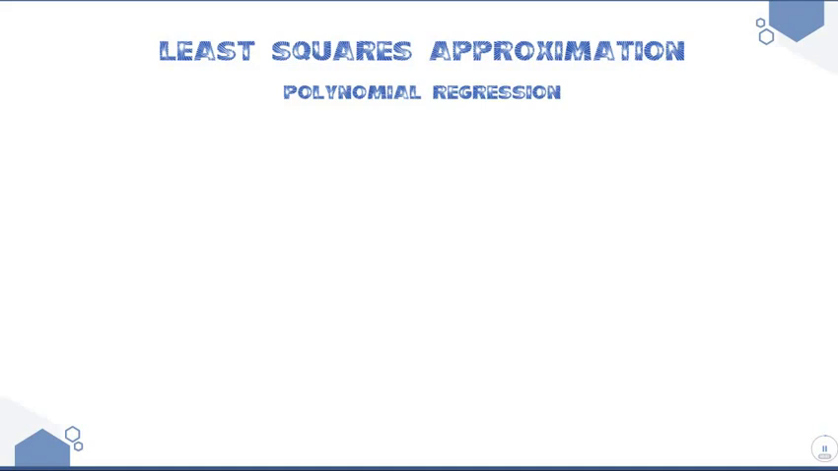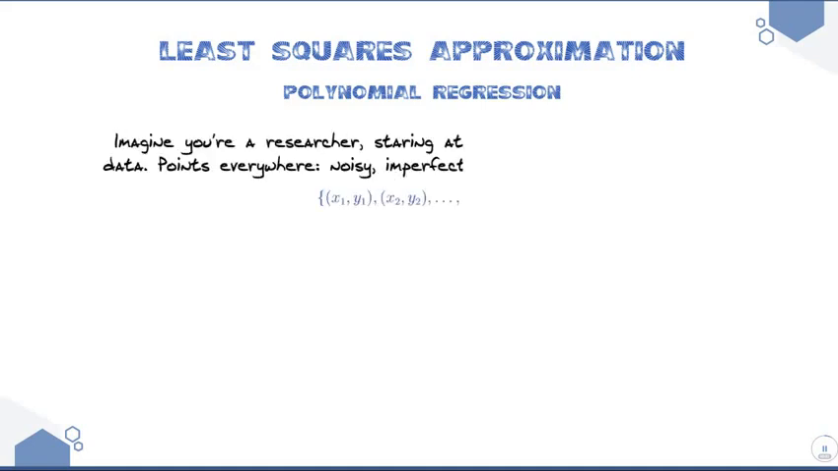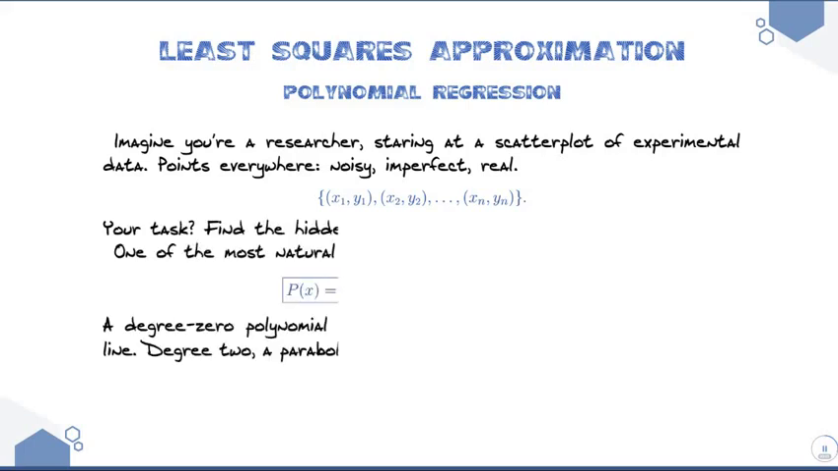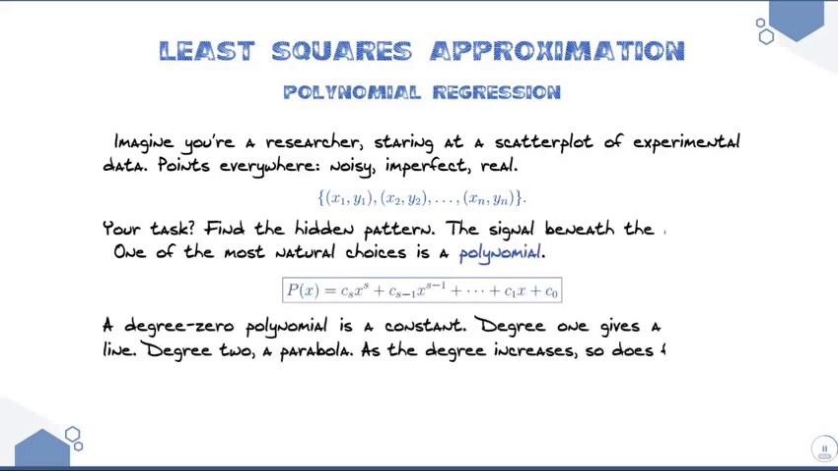Imagine you're a researcher staring at a scatterplot of experimental data. Points everywhere, noisy, imperfect, real. Your task? Find the hidden pattern, the signal beneath the noise. One of the most natural choices is a polynomial.